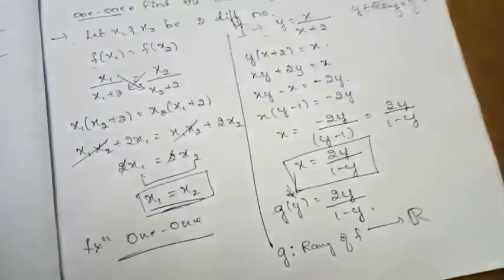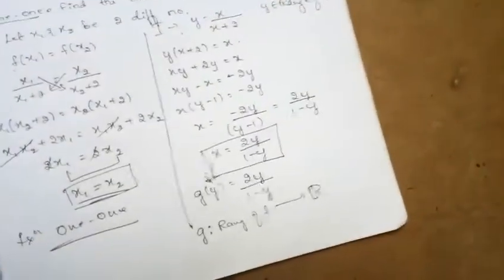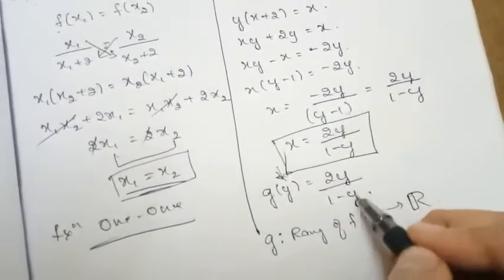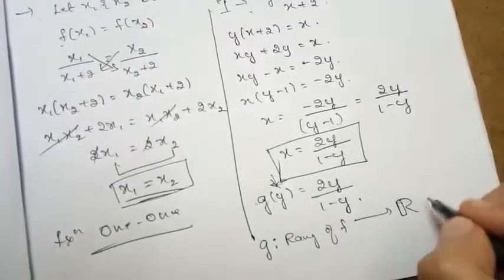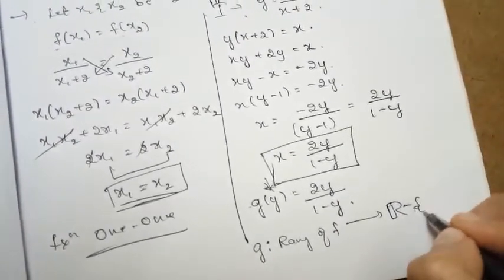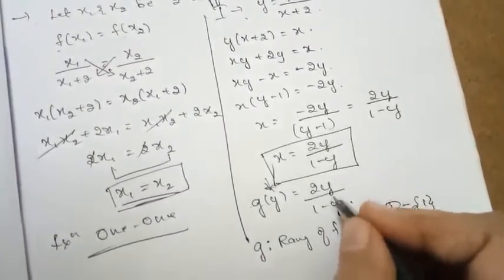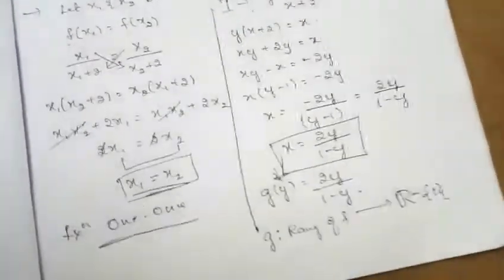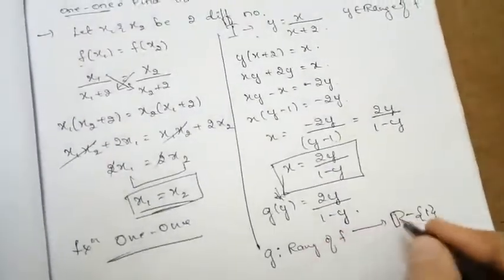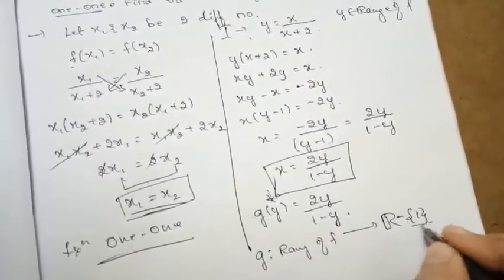After inputting this one, we are going to get real numbers except one point. If we get y equal to 1, the denominator becomes 0. So R minus {1}. If we input y equal to 1, 1 minus 1 becomes 0, where the function becomes undefined. So I am taking that point outside from the set of real numbers.